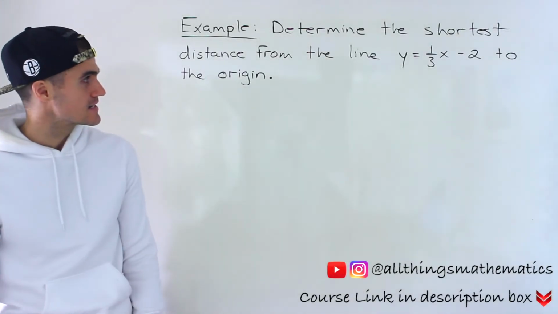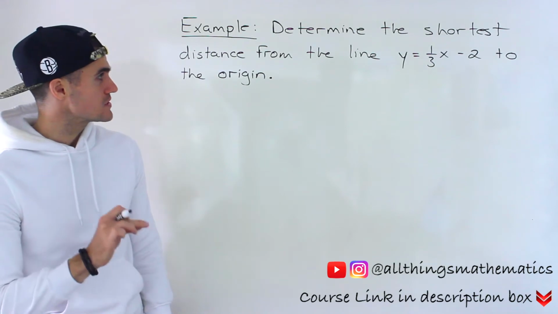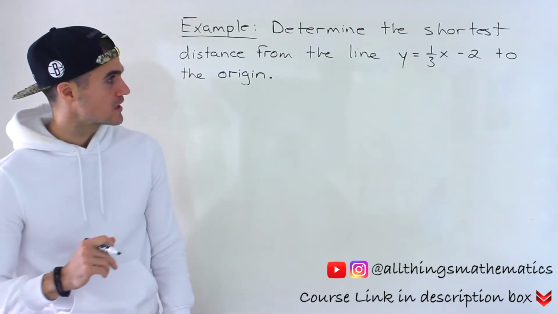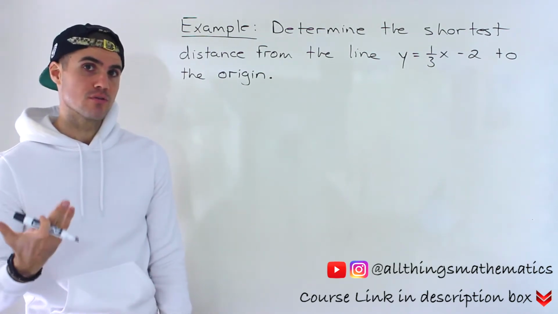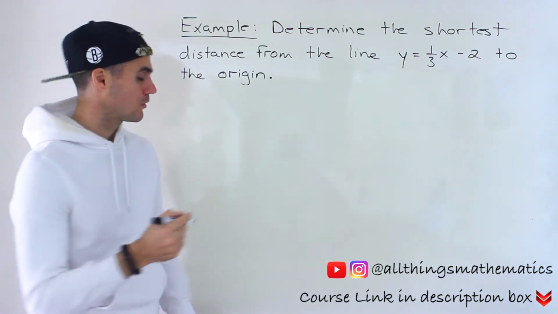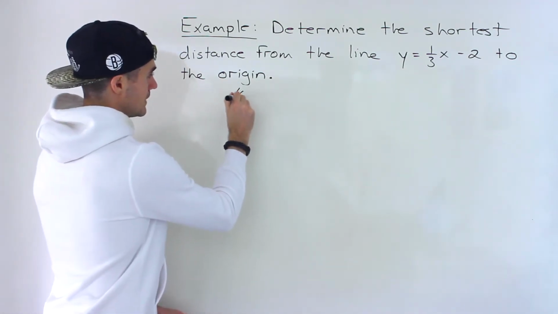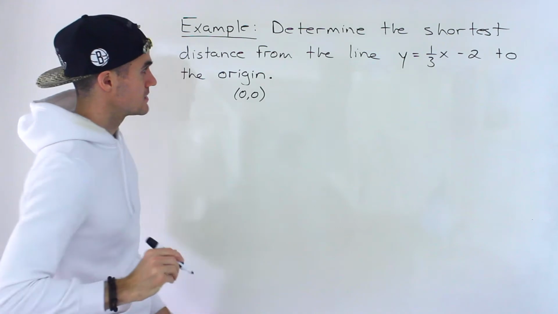And in this next example, we got to determine the shortest distance from the line y equals 1 over 3x minus 2 to the origin. So the origin, as we know, it's at 0 and 0.